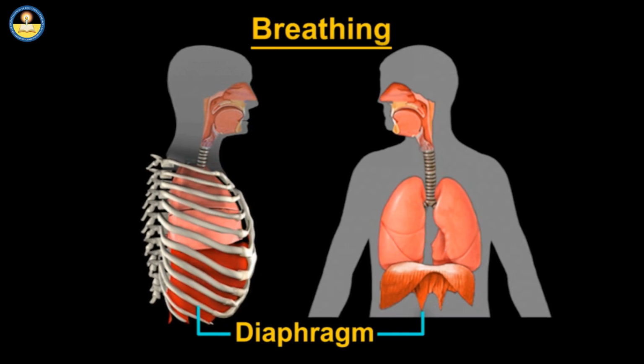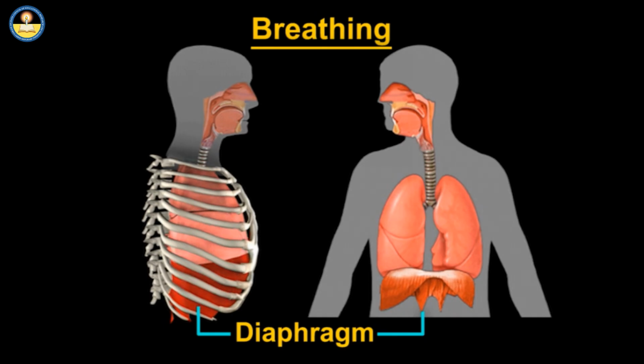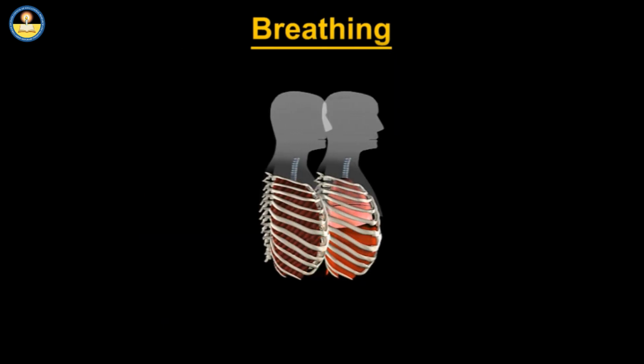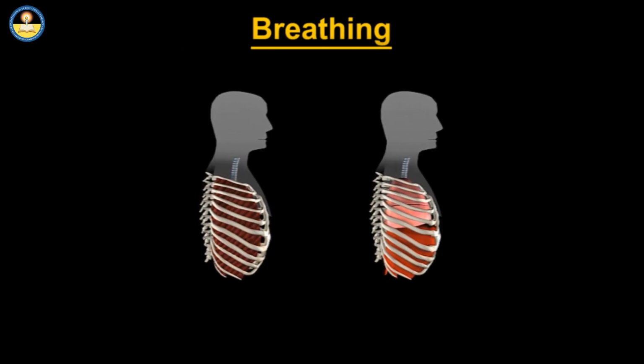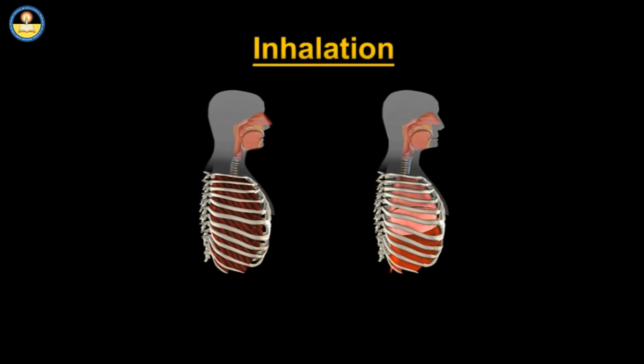The work of breathing is done by the diaphragm and the muscles present between the ribs. A set of muscles present between the ribs acts together to change the size of the chest cavity. The muscles attached to our ribs encircle the lungs and the chest cavity. Let us begin with inhalation.